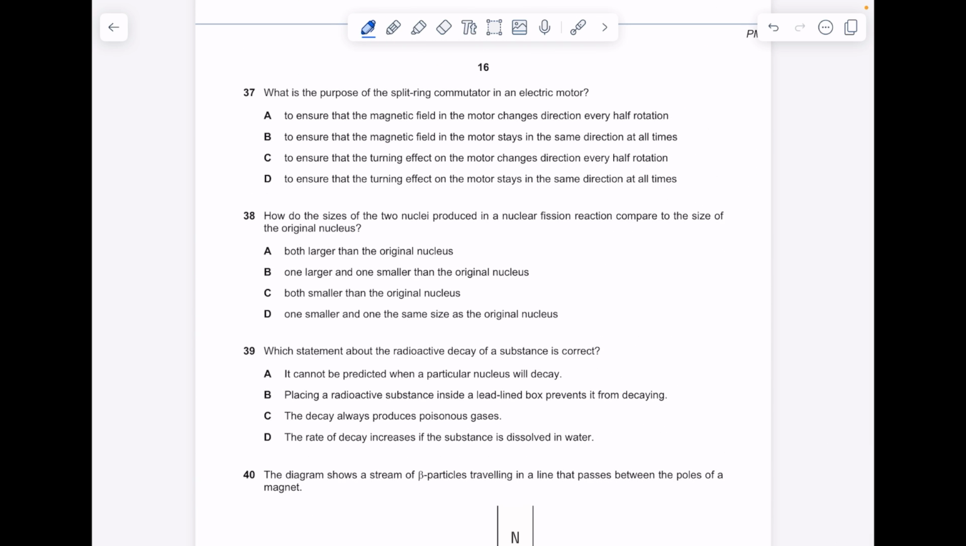What is the purpose of the split ring commutator in an electric motor? What it does is it switches the direction of the current every half turn in order to ensure that the motor keeps turning in one direction, which is why the answer is D.